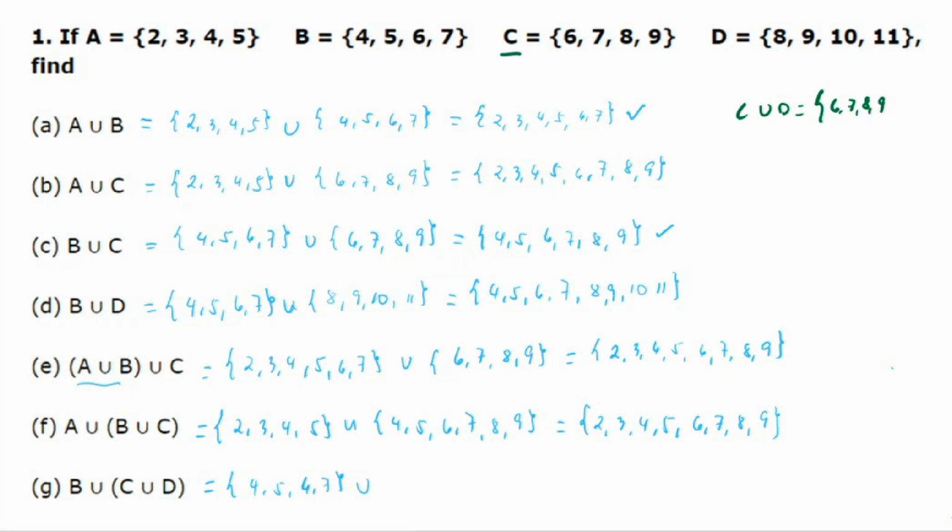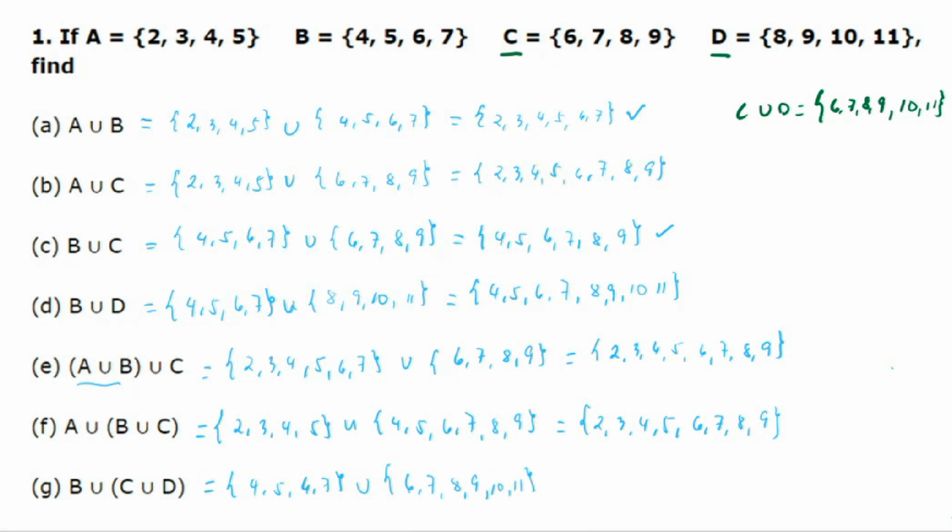So combining sets C and D, we have 8 and 9, which is already present here in set C. Therefore, the other elements are 10 and 11. So C union D is 6, 7, 8, 9, 10, and 11. I will use that answer now to complete the answer for letter G. So we have now here C union D, which is 6, 7, 8, 9, 10, and 11.